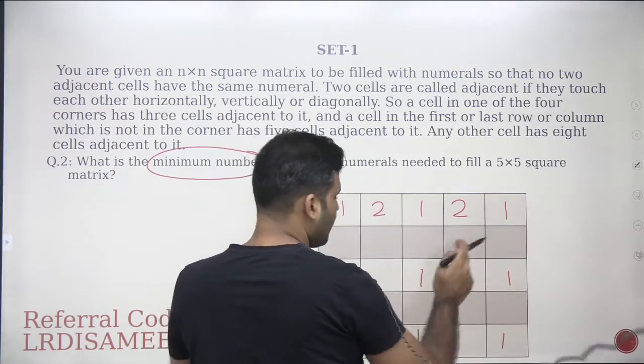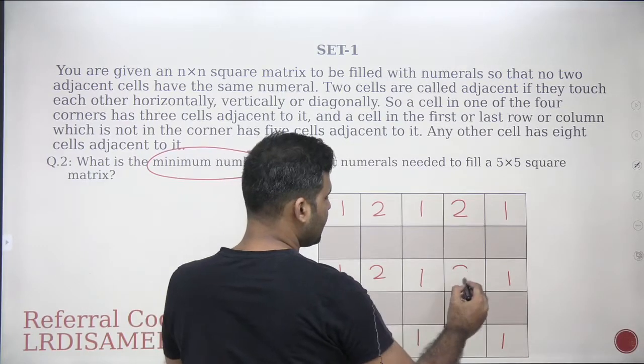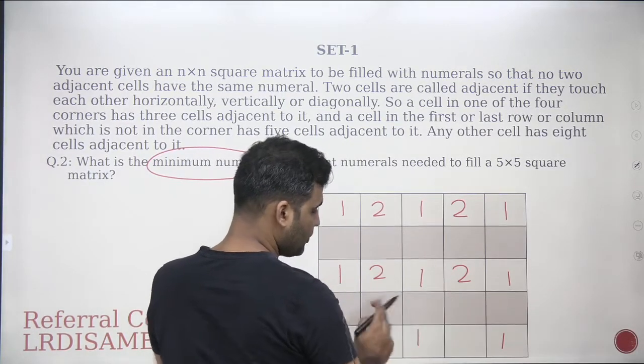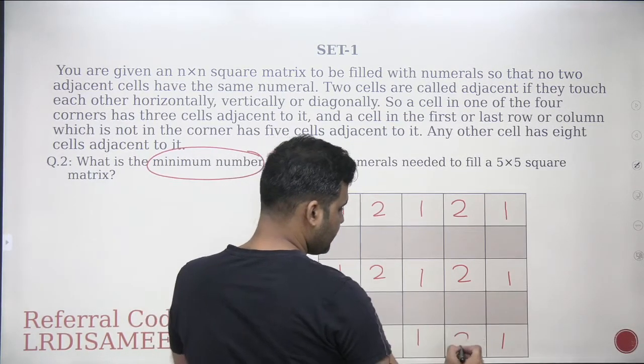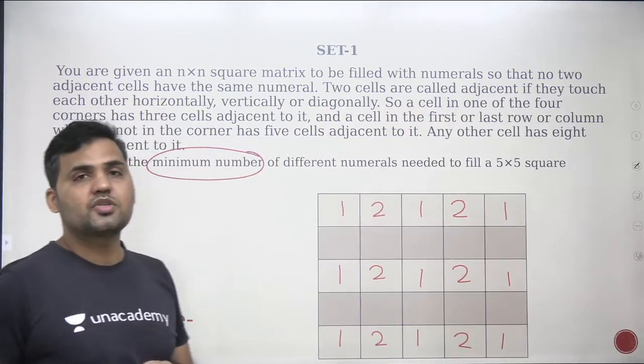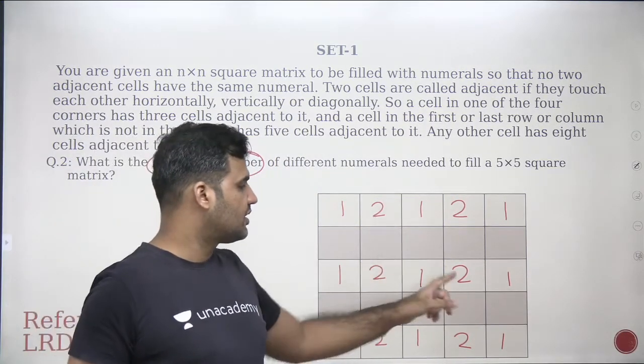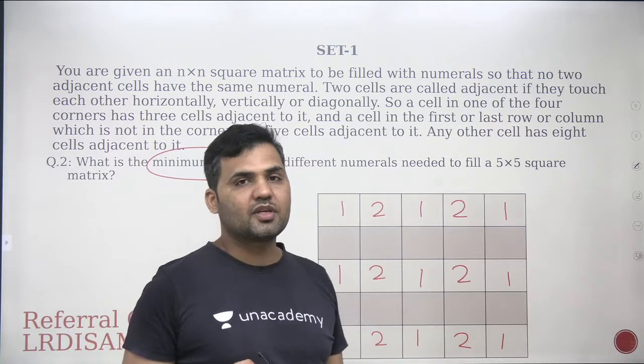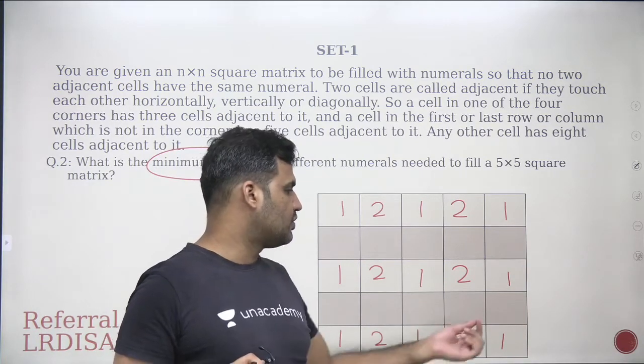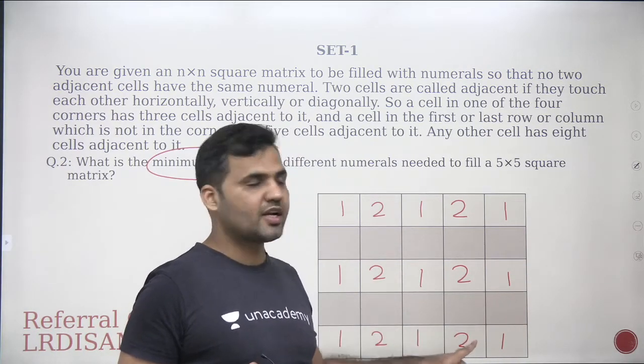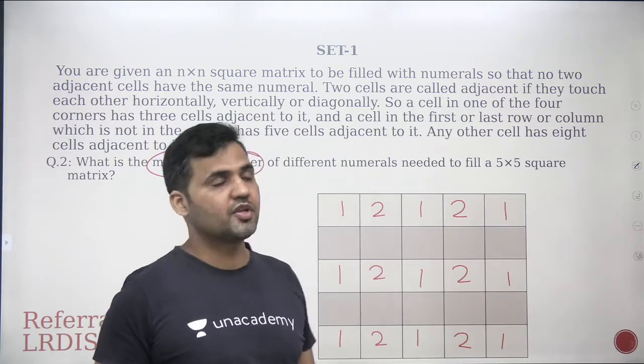Can I use 2 here? No. So therefore let's use 2 here, let's use 2 here. Again 2 cannot be used here. Let's use 2 here, let's use 2 here. So 2 can be used in a maximum of 6 cells, right? There is no other place left to use 2. If you use it here, it will be adjacent to this, right? Adjacent cells should not have the same digit, okay?